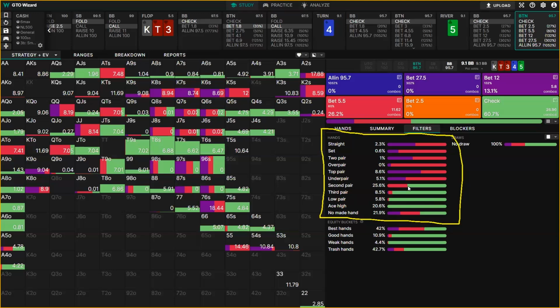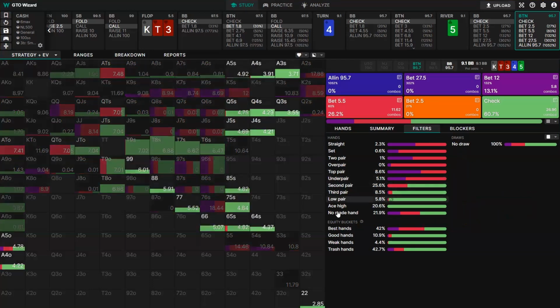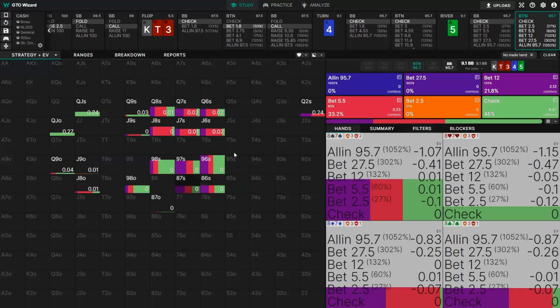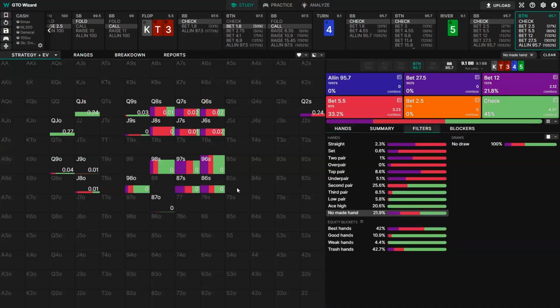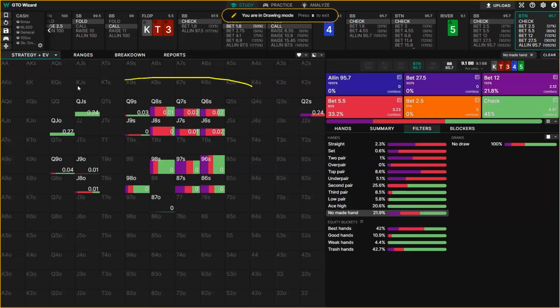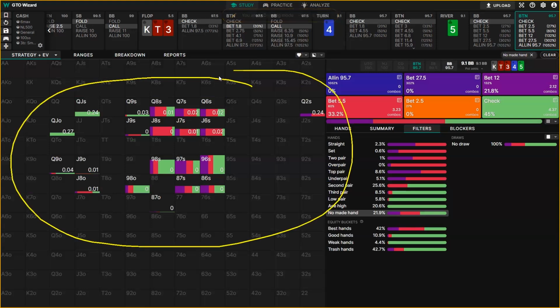Pretty straightforward, right? Value bets, bluffs, showdown value checks. That's it. That's really not that complicated to understand, right? So you see the weakest hands, depending on the amount of air that you have, the amount of value that you have, you're gonna have to pick a certain frequency for bluffing.